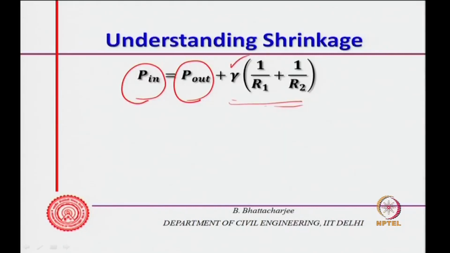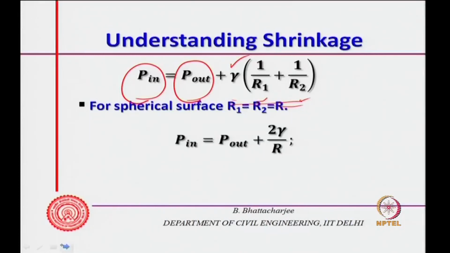Here gamma is the surface tension, and R1 and R2 are the radii of curvature in the two directions that we considered. If it is a spherical surface, then R1 equals R2, and I can write it as R, and the Young-Laplace equation turns out to be P in equals P out plus 2 gamma by R. So, because of the surface tension, there will be an excess pressure of 2 gamma by R inside.